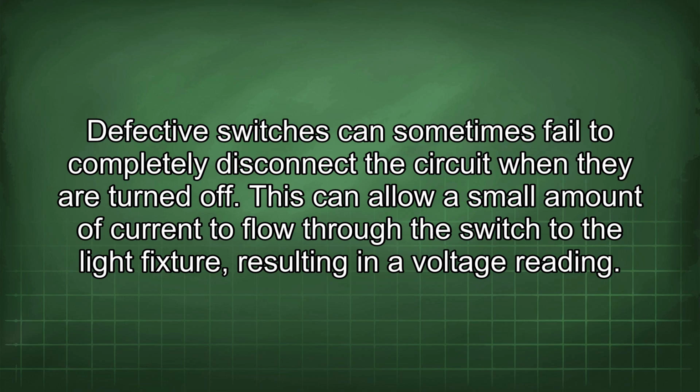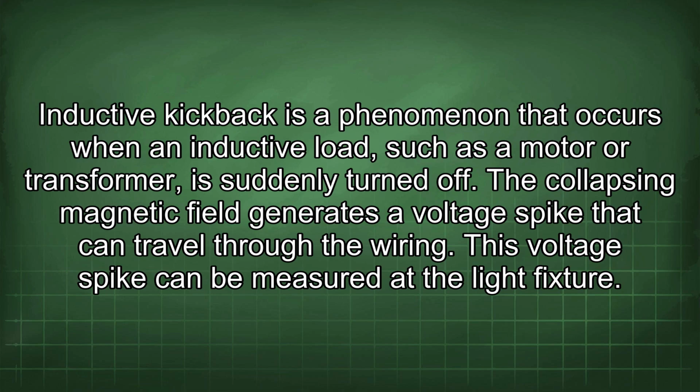Defective switches can sometimes fail to completely disconnect the circuit when they are turned off. This can allow a small amount of current to flow through the switch to the light fixture, resulting in a voltage reading. Inductive kickback is a phenomenon that occurs when an inductive load, such as a motor or transformer, is suddenly turned off. The collapsing magnetic field generates a voltage spike that can travel through the wiring. This voltage spike can be measured at the light fixture.